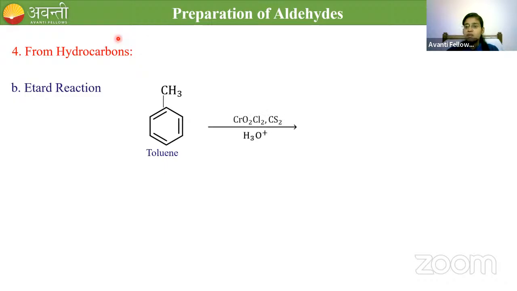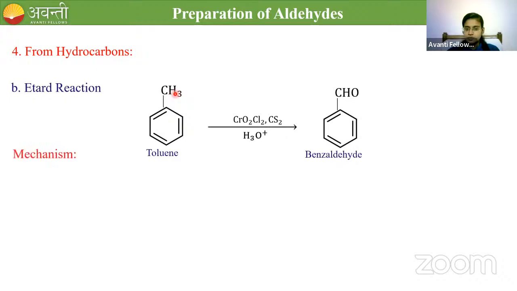The reagent is chromyl chloride, CrO2Cl2. CrO2Cl2 is called chromyl chloride. Carbon disulfide is the solvent, and carbon disulfide and H3O plus are the other reagents. This Etard reagent will convert the CH3 group to the CHO group. So we get an aromatic aldehyde from this aromatic hydrocarbon. The CH3 group is getting converted to CHO.